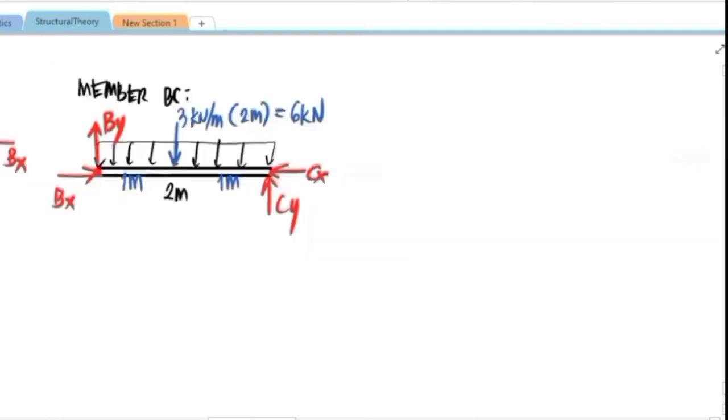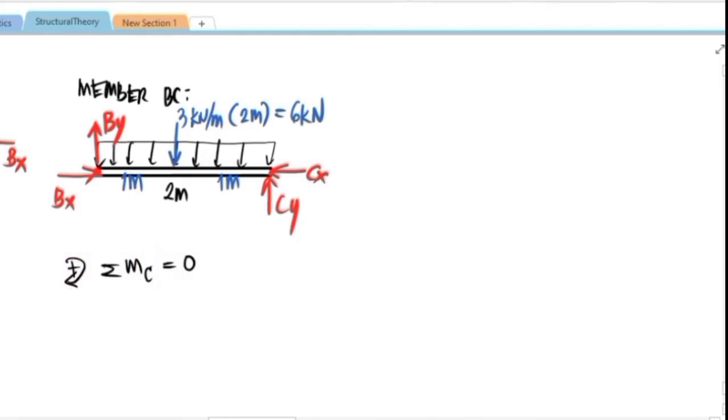If we are going to consider the member BC, in order for us to compute for the vertical reactions, either the BY or the CY, first, we will be deciding kung alin yung gagamitin natin. Kung una natin kukumputin si BY, what we are going to do is to summate moment at C para makompute natin si BY. And if we are going to compute first the CY, we will have to summate moment at point B para makompute naman natin yung value ng CY. Okay, so summation of moment at point C is equal to 0, taking the clockwise direction as positive.